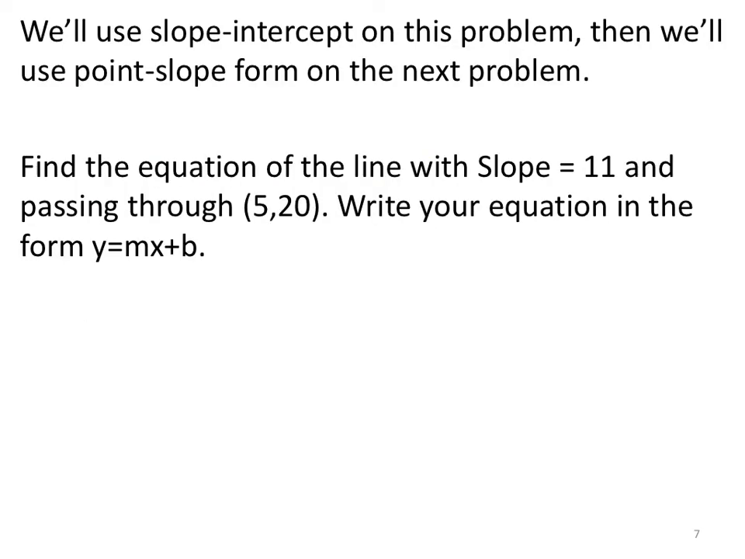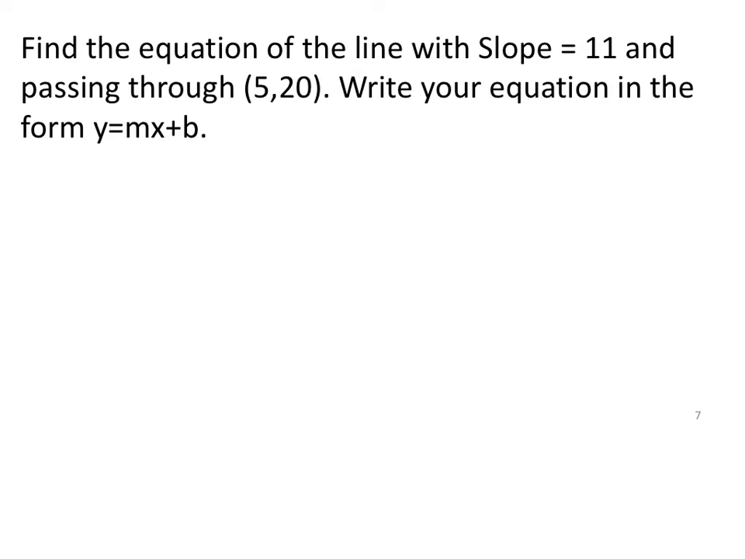Do we use slope-intercept on this problem? Nope, we won't. We could, though. Let's use point-slope form because we just went over it. Find the equation of the line with slope 11, and passing through (5, 20), write your equation in the form y equals mx plus b.